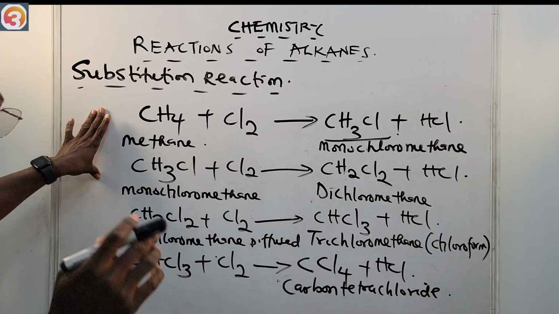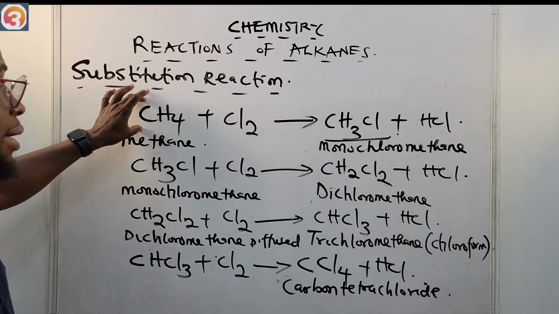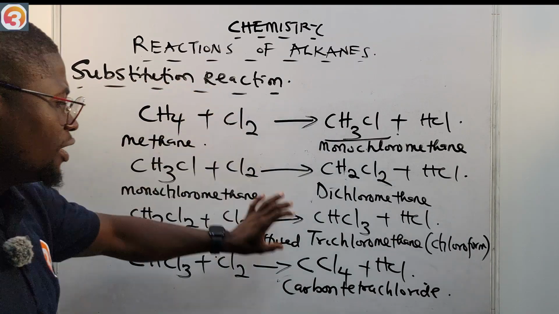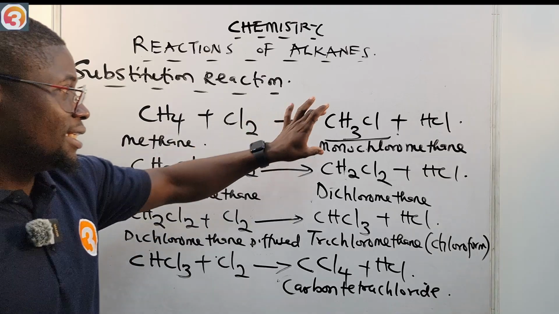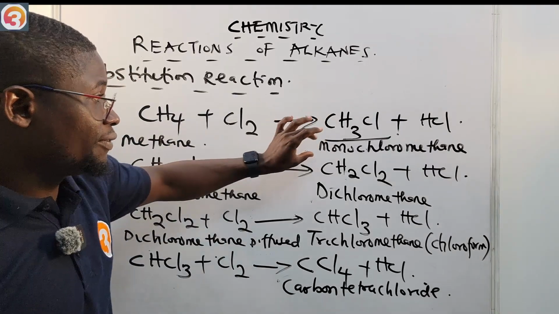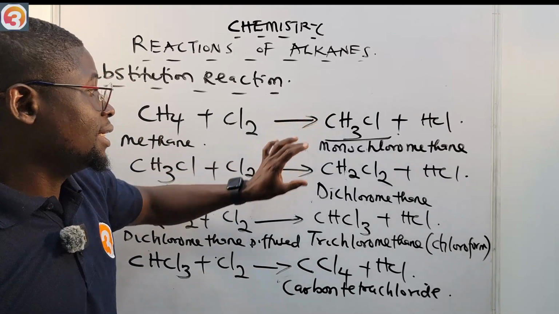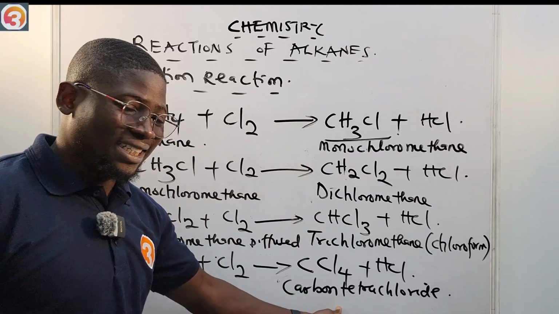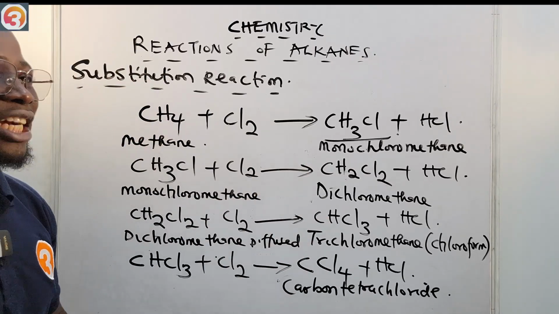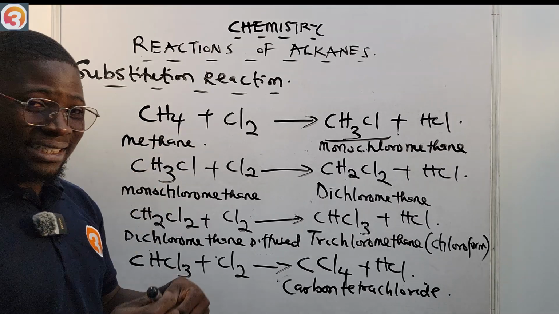Okay, it's a 4-step reaction where methane reacts with chlorine to give us carbon tetrachloride. It doesn't just happen once. This first of all forms monochloromethane. It now gives us dichloromethane, trichloromethane, up to tetrachloromethane.